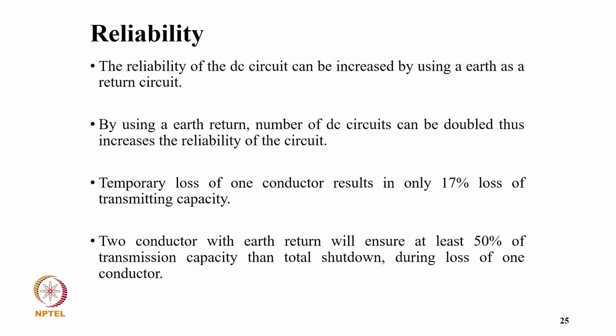Coming to reliability, the reliability of a DC circuit can be increased by using earth as a return, and by using earth return the number of DC circuits can be doubled, thus increasing the reliability of the circuit. Temporary loss of one conductor results in only 17% loss of transmission capacity. So two conductors with earth return will ensure at least 50% of transmission capacity, rather than a total shutdown during the loss of one conductor.